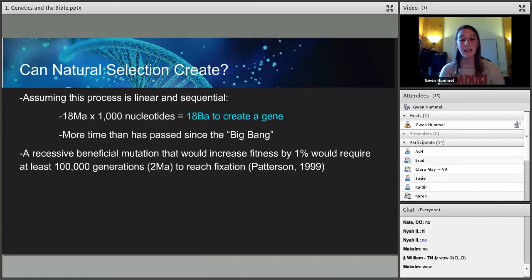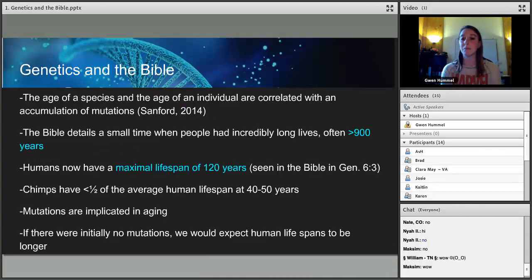And remember, a recessive beneficial mutation that would increase fitness by 1% would require at least 100,000 generations, which is 2 million years, to reach fixation. So these numbers show us these are real genetic numbers. These are represented by actual population genetics. These show us that our evolution from chimps is not at all possible in the time frame provided by modern evolution. We would need 18 billion years to get one gene.